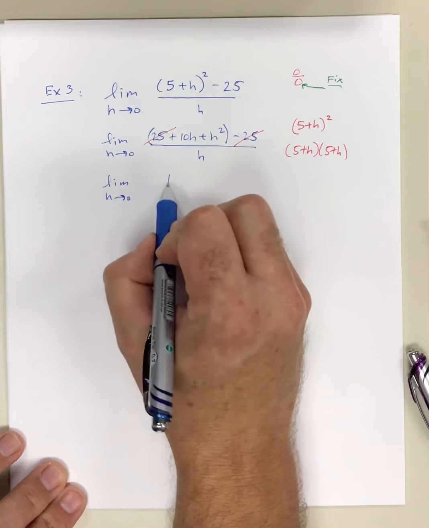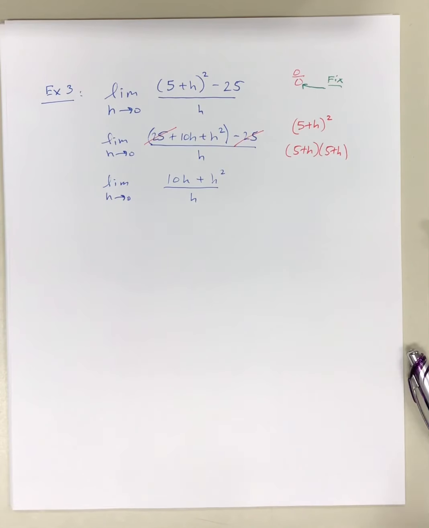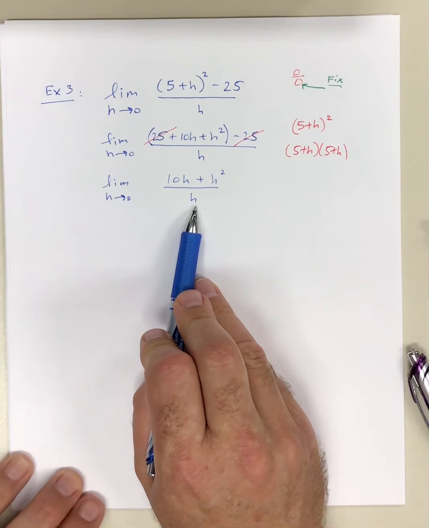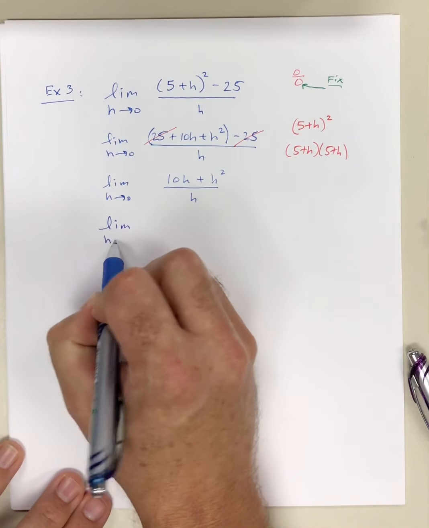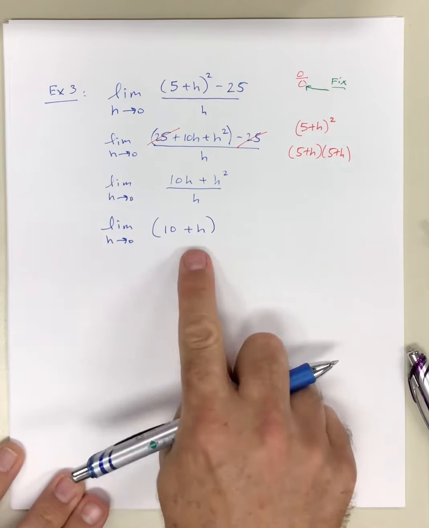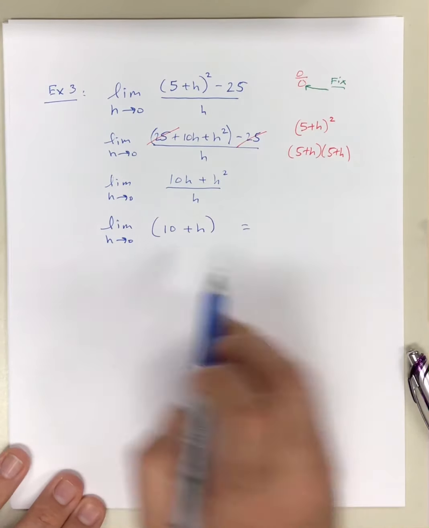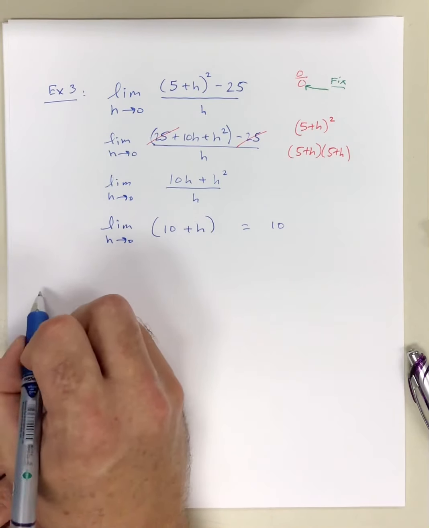And the new version of our limit is 10h plus h squared over h. And in all of these problems, once we do a little bit of this simplification work, we're going to see that this problem of h in the denominator can be resolved as we divide it into each of the remaining terms. So dividing h into those terms gives us 10 plus h as a simplified expression. We've fixed the problem by removing that factor of h through division, and now we can evaluate this limit by direct substitution.